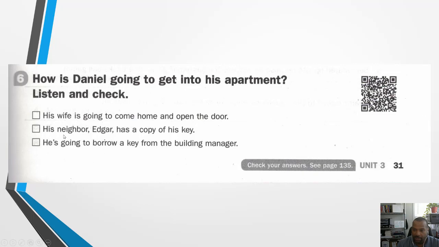Second answer is his neighbor Edgar has a copy of his keys. So the thing here is has a copy, right? So Edgar doesn't have a copy of his keys yet, right?